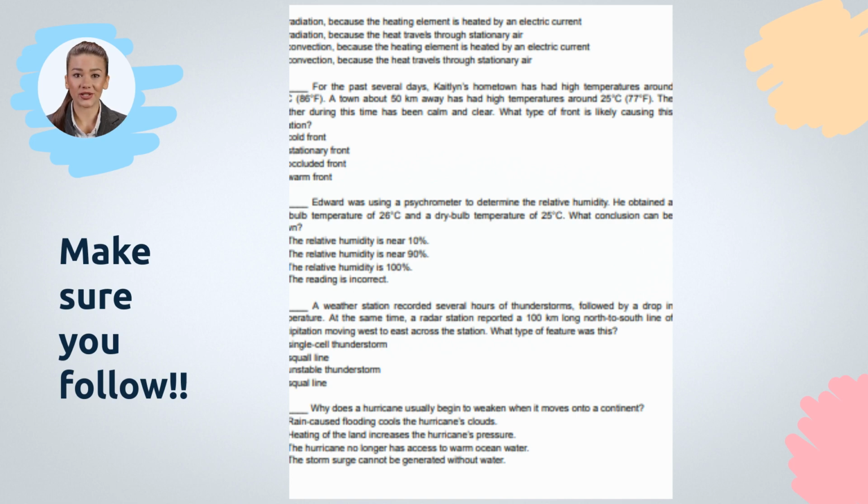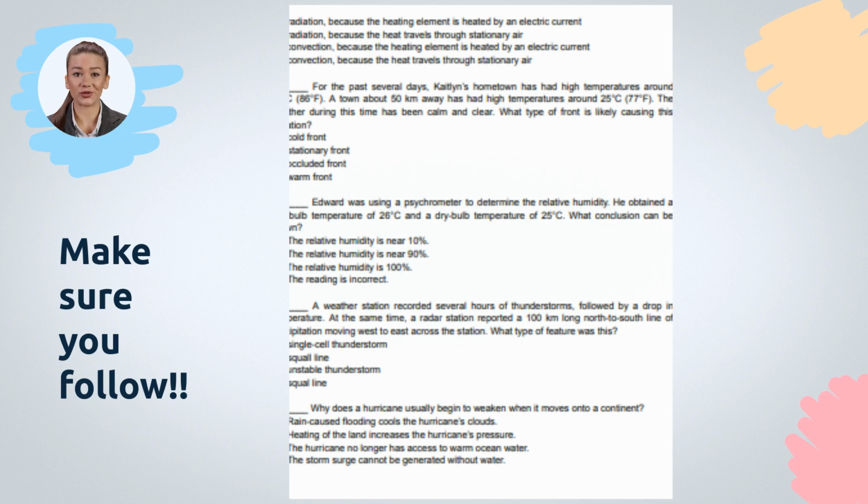Edward was using a psychrometer to determine the relative humidity. He obtained a wet bulb temperature of 26 degrees Celsius and a dry bulb temperature of 25 degrees Celsius. What conclusion can be drawn? A. The relative humidity is near 10%. B. The relative humidity is near 90%. C. The relative humidity is 100%. D. The reading is incorrect.